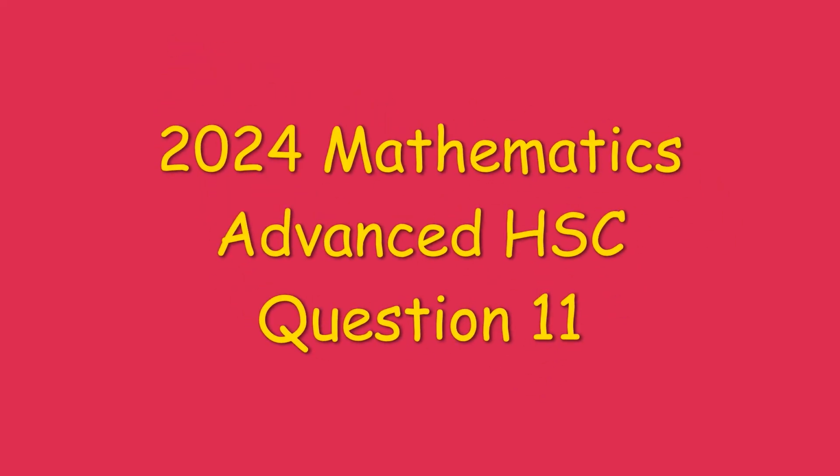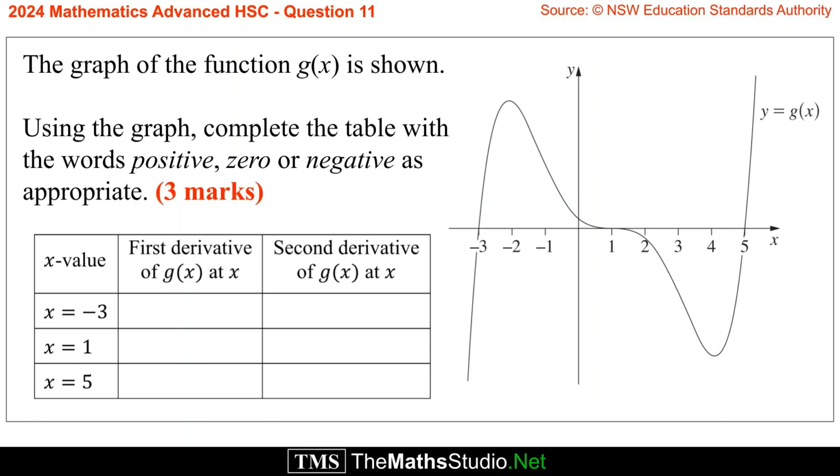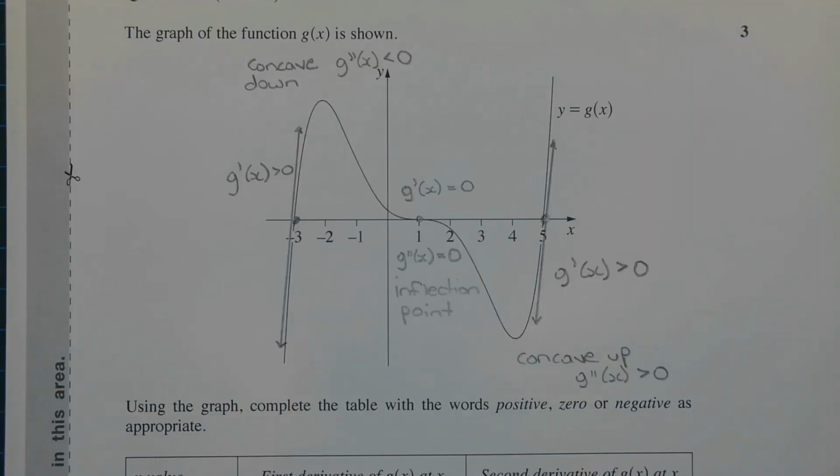Question 11. The graph of the function g of x is shown. Using the graph, complete the table with the words positive, 0 or negative as appropriate. Let's look at the sign of the first derivative g dash of x at the points where x equals negative 3, x equals 1 and x equals 5.